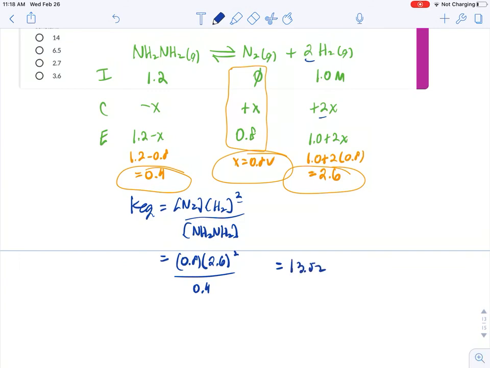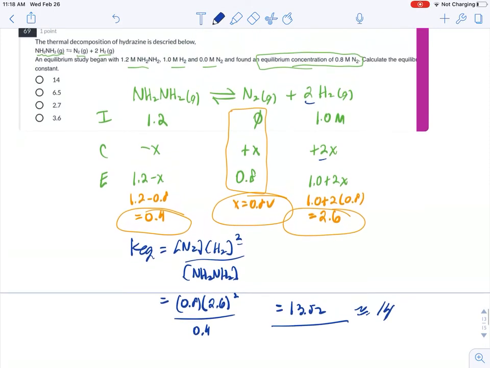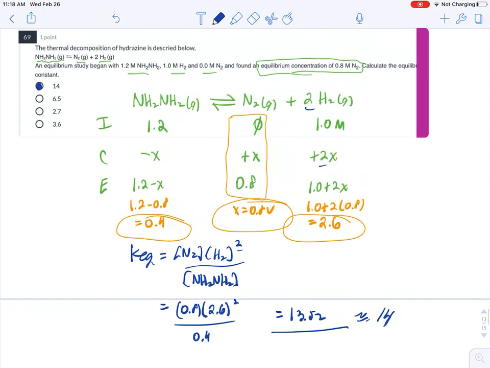equals 13.52, okay? Now we want to round this off to 2 sig figs, so that rounds off to 14, and that would be this first choice here on my quiz.